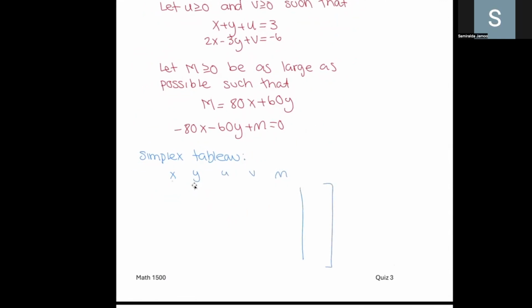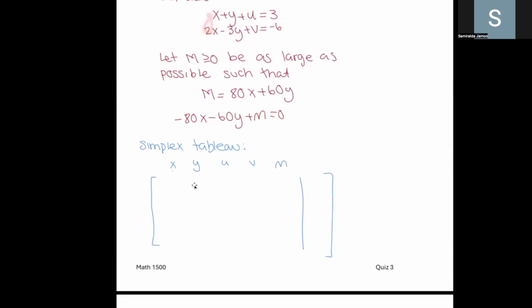My solutions on this side, my non-variables, the coefficients for the variables on the other side. So we have 1, 1, 1, 0, 0, 3, 2, -3, 0, 1, 0, -6, and then we have -80, -60, 0, 0, 1, 0. Let me draw a line down here. My objective function is on the bottom.